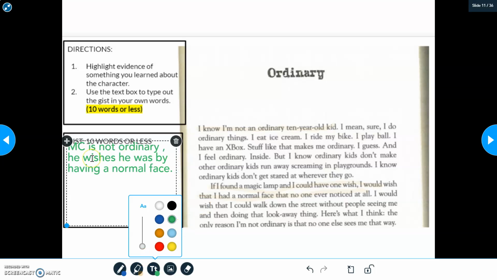Okay, and so I went ahead and typed out my gist. I have my text evidence, and that is all you need to do to show that you have annotated, okay?